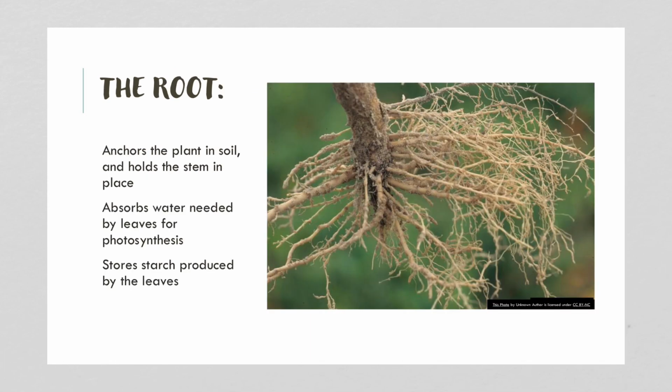The roots' job is to anchor the plant in the soil. So that's one really important job of the root, but it also needs to absorb water. The leaves need it for photosynthesis, and all the cells need water as well. And it stores starch produced by the leaves for later use.